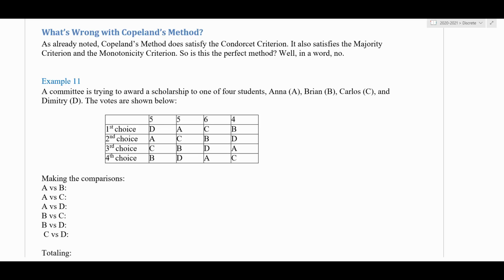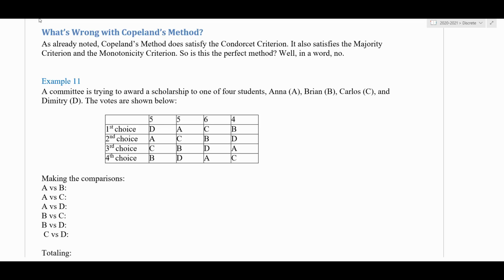Hey guys, welcome back. Yesterday we finished talking about Copeland's method, which is kind of a variant of the Condorcet method, where we look at the one-on-one matchups. And what we're going to look at today is the problems, or what's wrong with Copeland's method. Just like any of the other voting methods that we've looked at, there's usually a problem with all of these voting methods. So there's going to be a problem with Copeland's method as well.